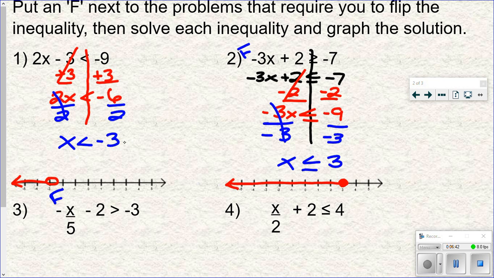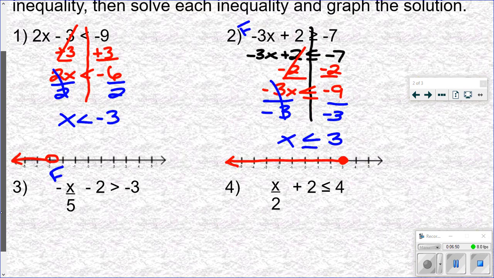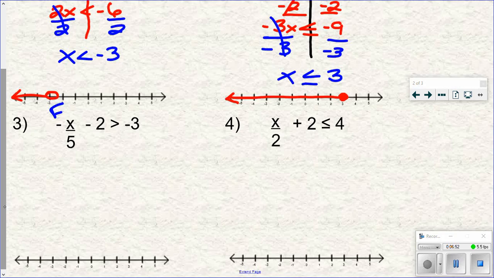The caveat to that is that if the variable is on the other side of the inequality, then it's pointing in the opposite direction. So again, go and check out that video and it'll help you out.